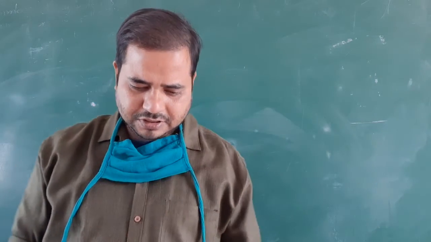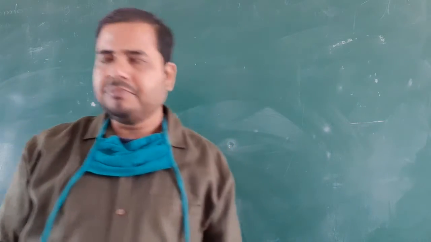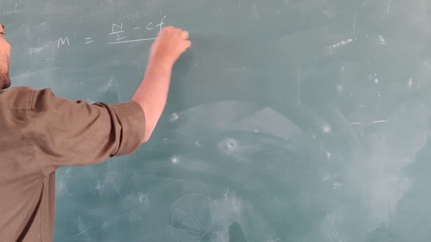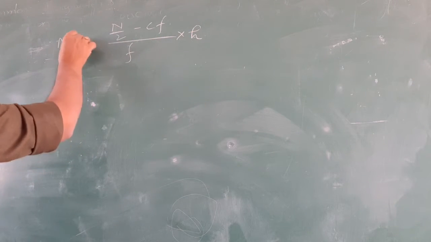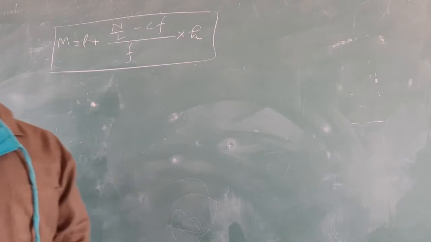So as you know, we had already discussed the median of group data. What is the formula for the median of group data? You know very well: median is n by 2 minus cf, divided by f, into h, plus l. This is the median of the data.